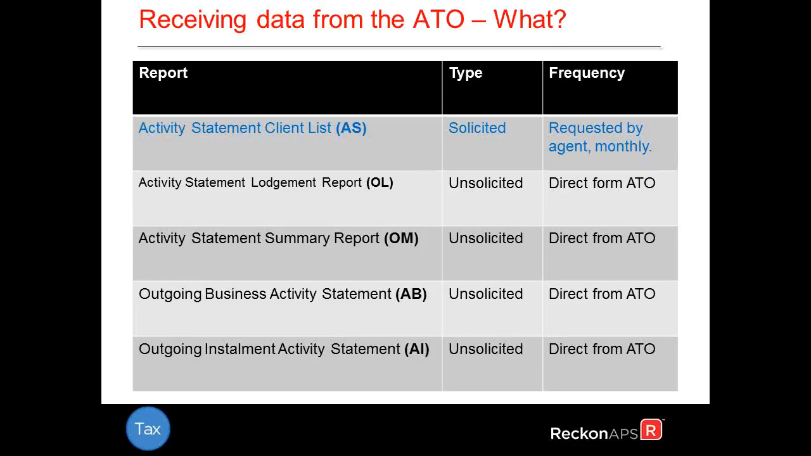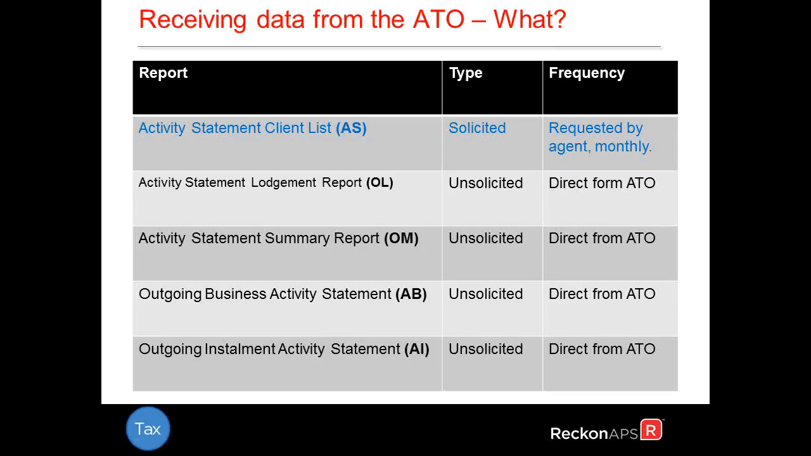The Activity Statement Summary Report, known as an OM report, is also sent to you directly from the ATO. The Outgoing Business Activity Statement Report is also an unsolicited report, and it is sent to you directly from the ATO as well. And the Outgoing Instalment Activity Statement Report is also unsolicited and it is sent to you directly from the ATO.